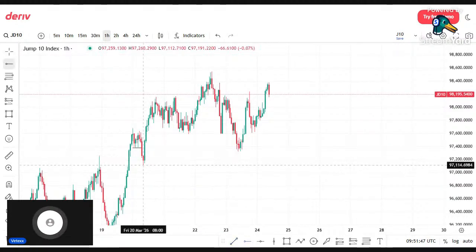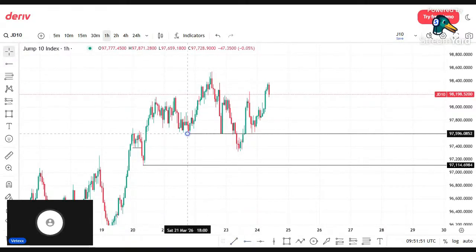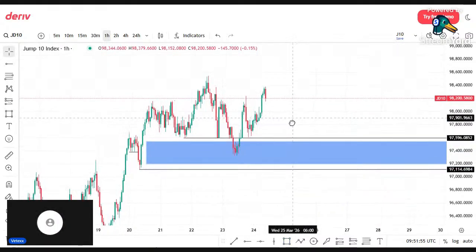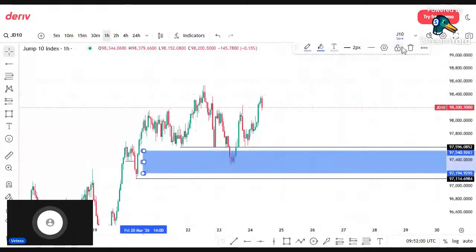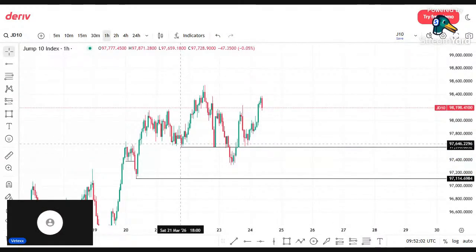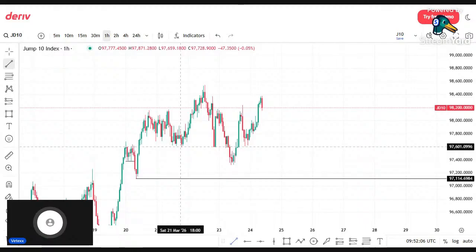We have a protected low, and we have point of interest. So this becomes our new created point of interest. So now, do we have any continuation setup on V10? Of course we do. So this is it. This is our new continuation setup.